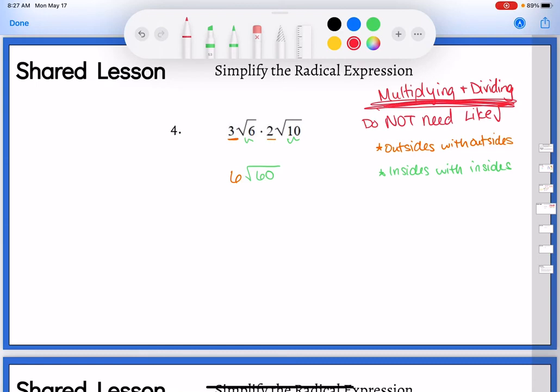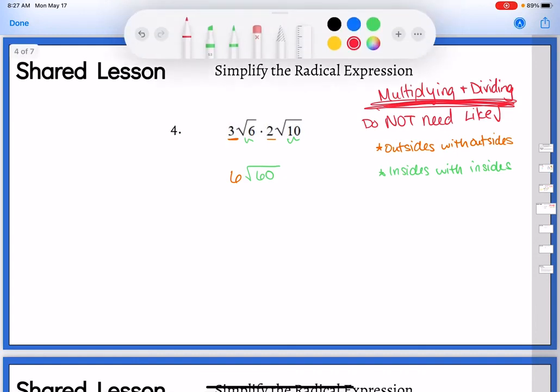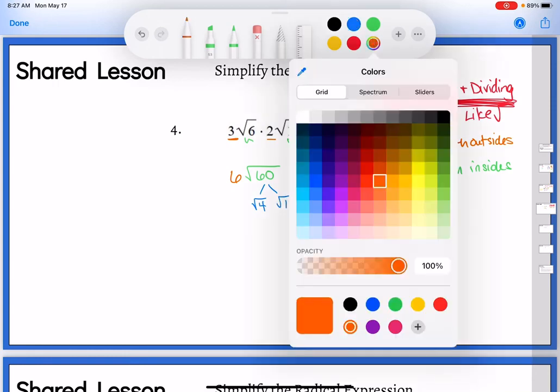Now, I'm not done though, because I see the square root of 60, and I know that there's got to be some perfect square factors of 60. So let's see. 12 times 5 I know is 60, but neither one of those are perfect squares. Let's see, how about 4 times 15, square root of 4 times the square root of 15. There we go. So the 6 is going to come down in the front, right?